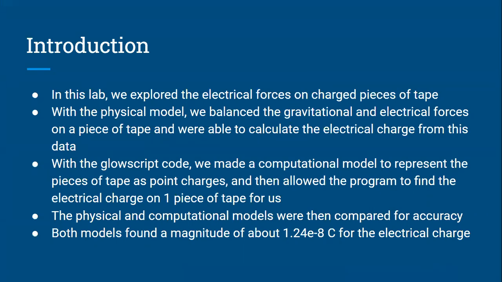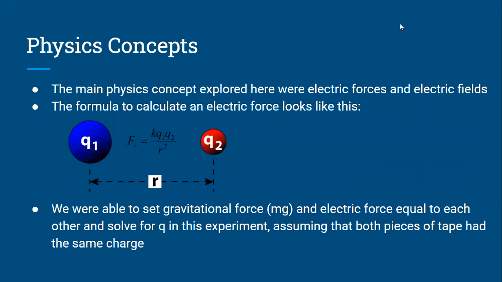And then in this experiment, both models found a magnitude of about 1.24 times 10 to the negative 8 coulombs for the electrical charge on one piece of tape. So some of the physics concepts that were applied in this experiment were electrical forces and electrical fields. The formula to calculate an electric force is F equals K Q1 Q2 divided by R squared, where Q1, Q2 are the two charges, R is the distance between them, and K is a constant, which is 9 times 10 to the 9.